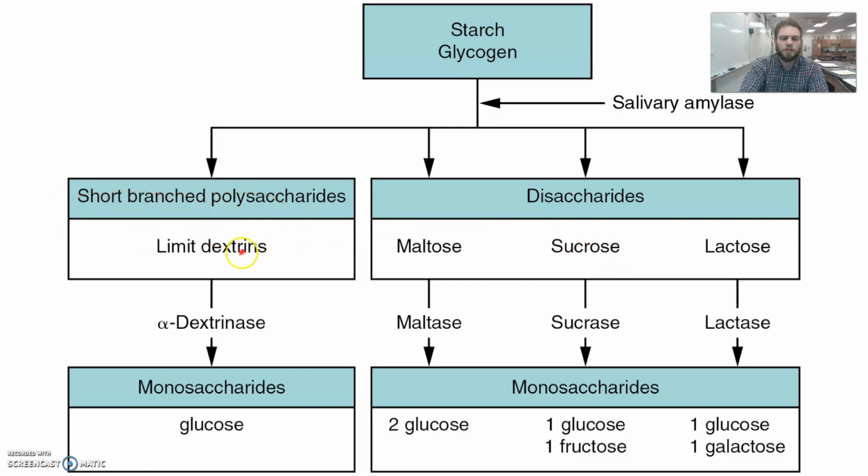We really don't worry too much about the dextrins here, but you can see the path they take. But you can see maltose, sucrose, and lactose are all disaccharides. Basically, they're two simple sugar molecules hooked together. And then maltase, sucrase, and lactase are the enzymes that are going to break them apart. Maltose will get broken down into two glucose molecules. Sucrose will get broken down into a glucose and a fructose molecule. And lactose will get broken down into a glucose and galactose molecule.